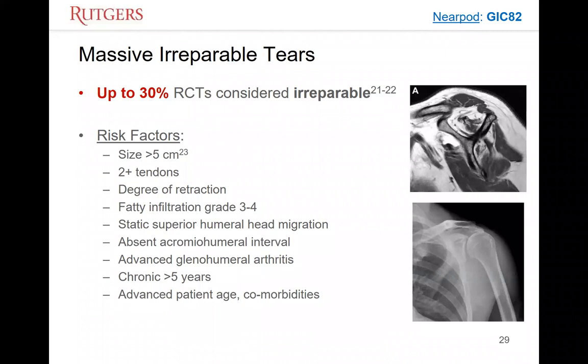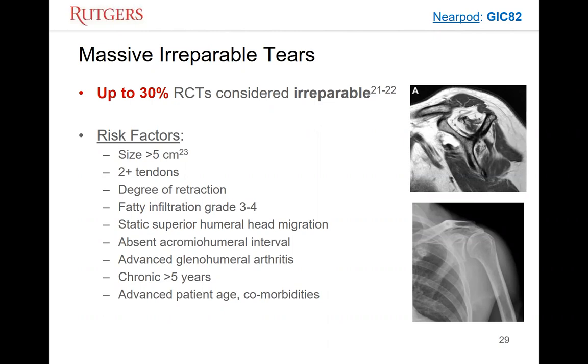As if that decision-making process was not hard enough with their limited potential for healing, this becomes even more difficult when you have a tear that's deemed massive and irreparable. In addition, although up to 30% of all rotator cuff tears have been reported to be irreparable, our ability to accurately predict that and determine which ones are repairable and not, based on our preoperative exam and imaging alone, remains imperfect. And even if a tear is technically repairable, this does not always translate into positive clinical results.